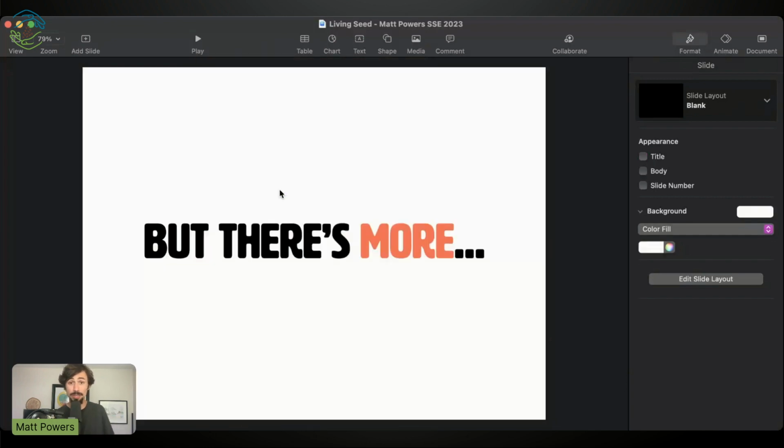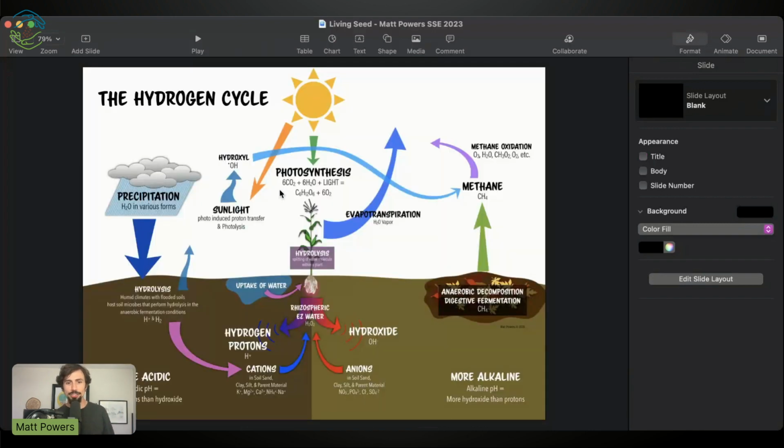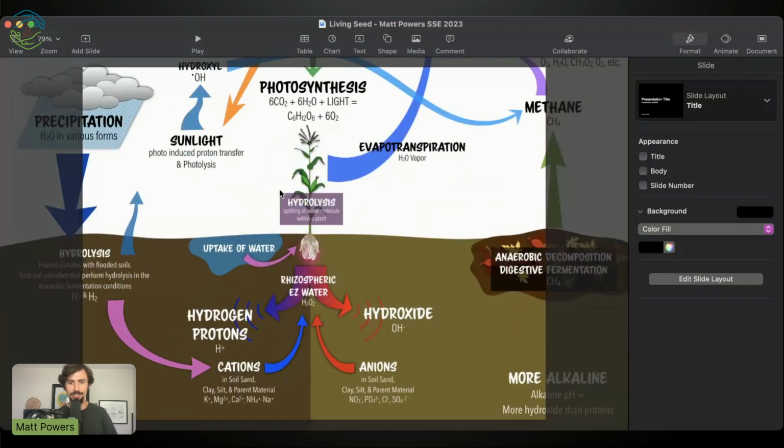But there's more to this, okay? How do plants actually feed? Let's get down to the deep education. This is where I like to go. So pH, the hydrogen cycle, power of hydrogen is the pH cycle. Okay, keep that in mind because look, hydrogen protons, H+, hydroxide, OH-. Did you know that is literally the pH scale? Acidity is measured by how many protons you have, right? And then alkalinity is measured by how much hydroxide you have. So plants are literally determining the pH.